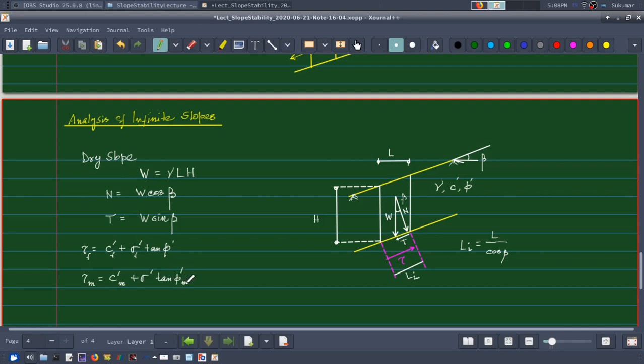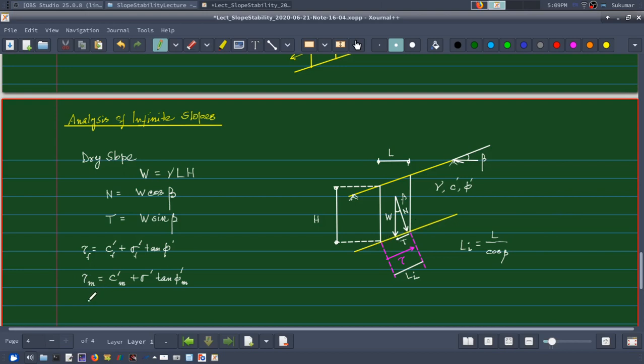Okay, sigma will remain the same; only the angle of shearing resistance and cohesion will be different if it is not at its peak strength. So I am calling it tau m equal to this. Now, in order to find the value of sigma, I need to divide this normal force by this area, right?